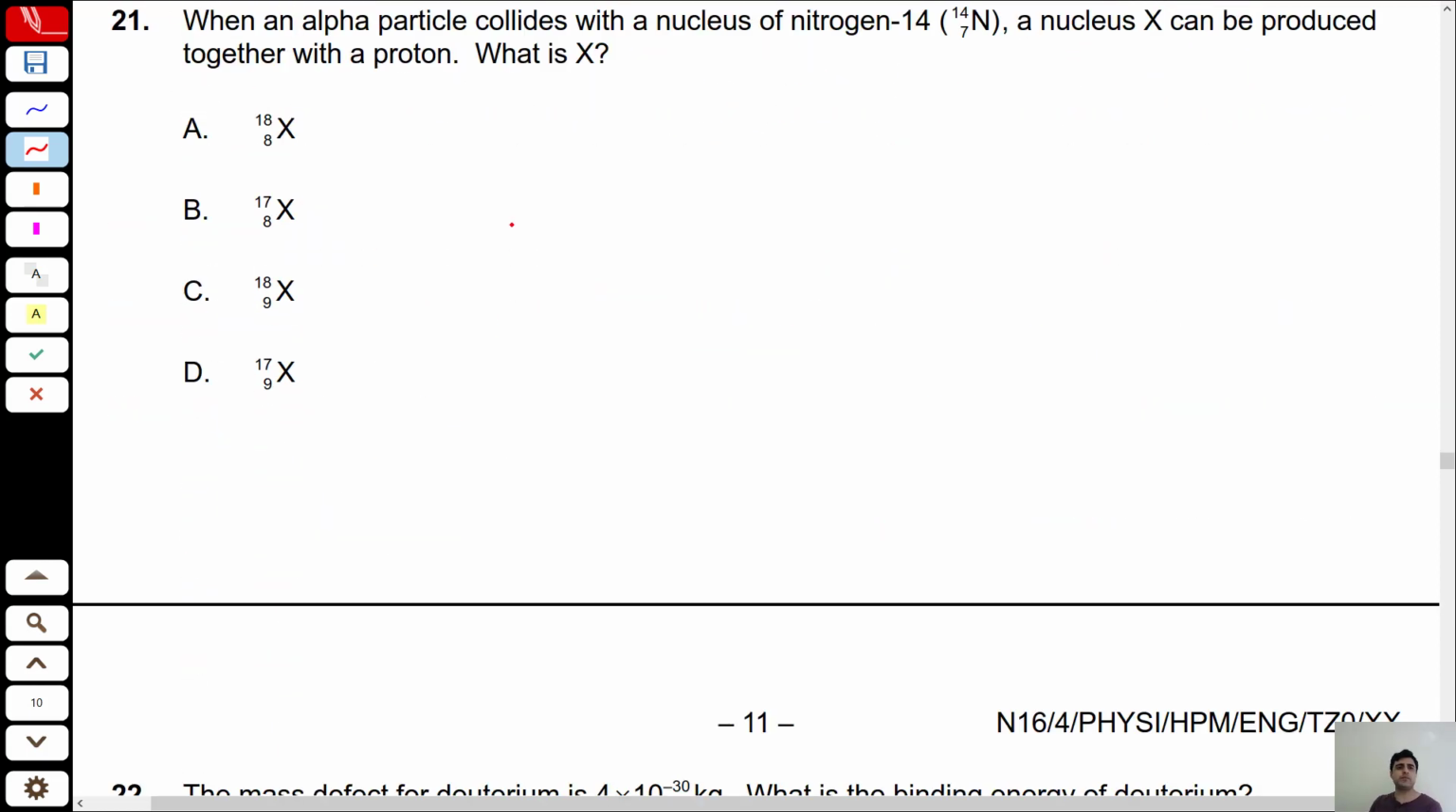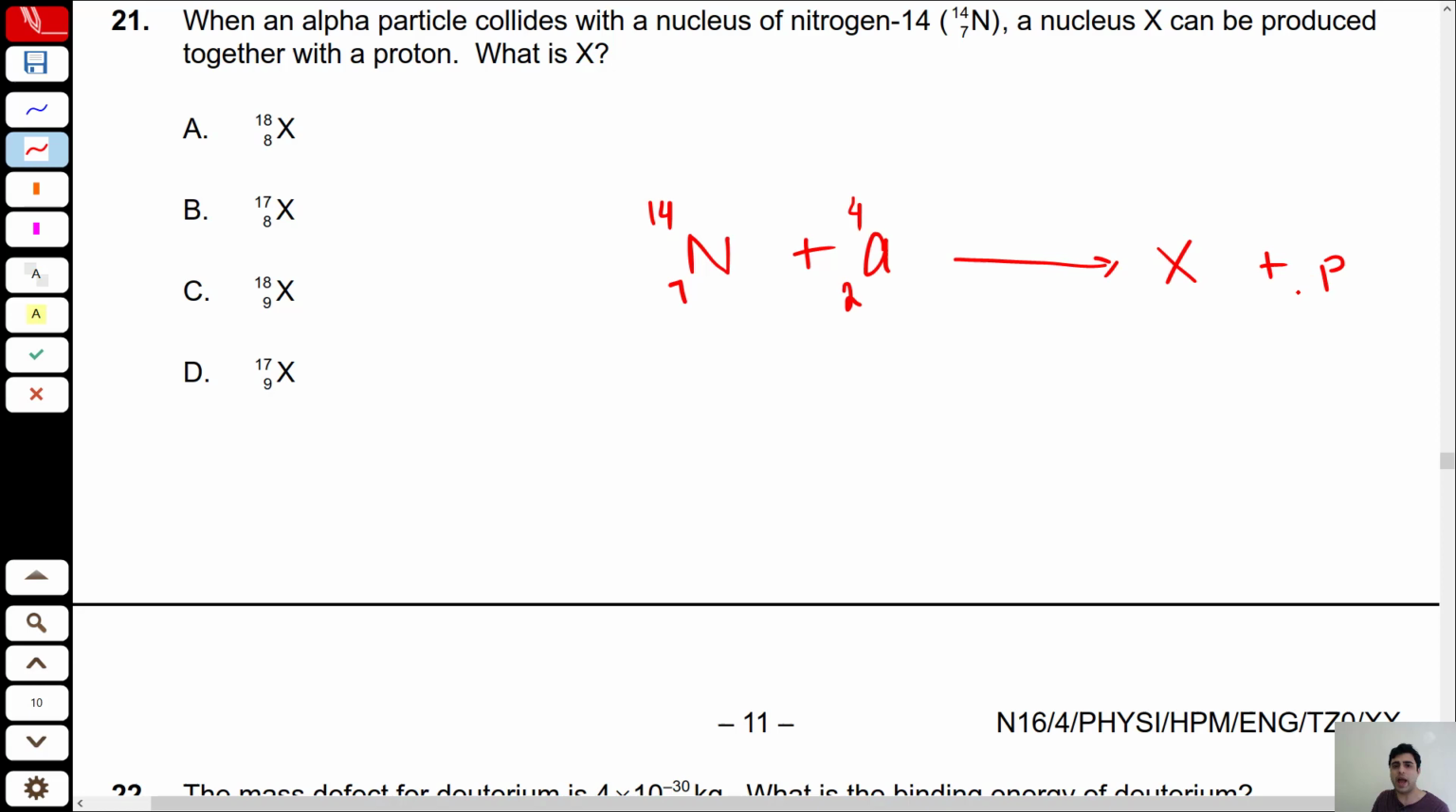Question number 21. When an alpha particle collides with a nucleus of nitrogen, so we have a nitrogen here that has 14 nucleons, 7 protons, plus it collides with an alpha. Alpha has 4 and 2. Okay, let's see what happens. A nucleus X can be produced together with a proton.